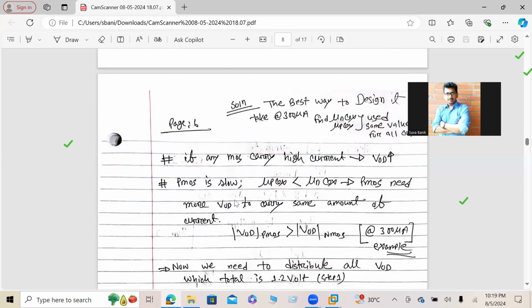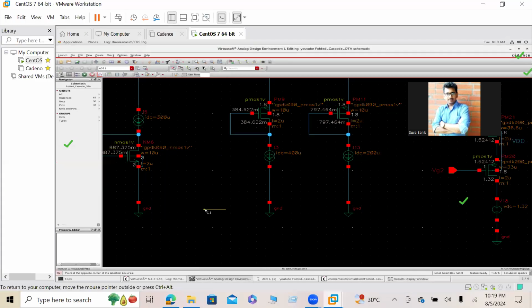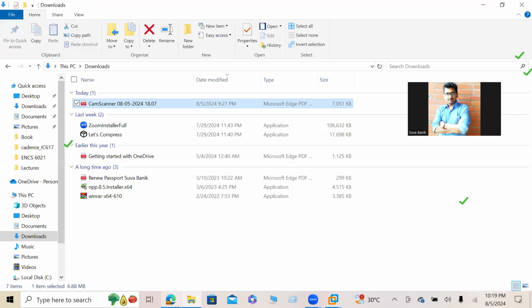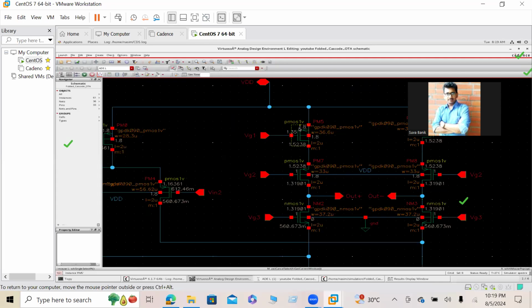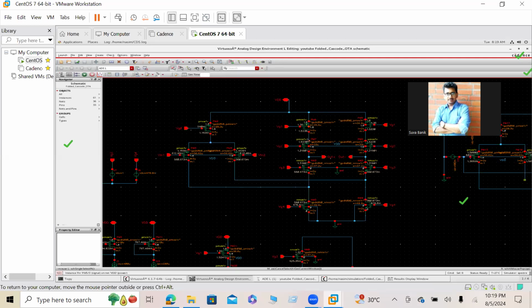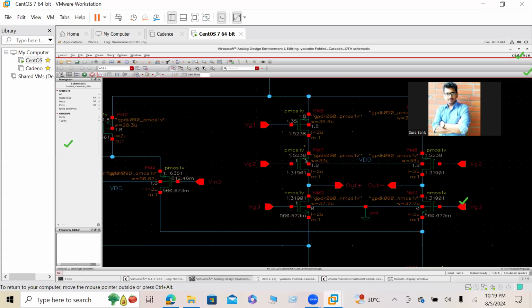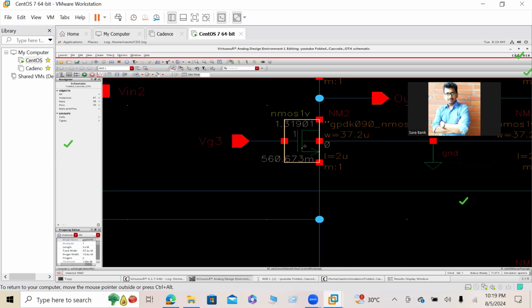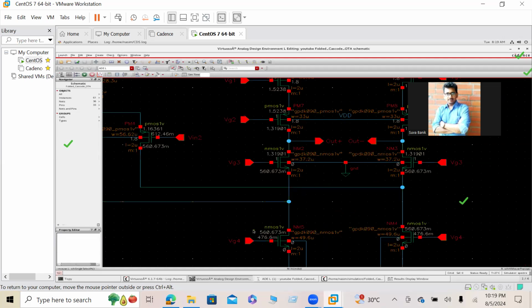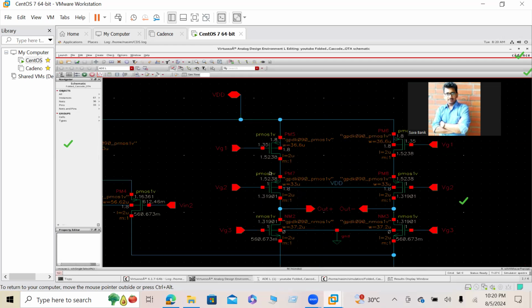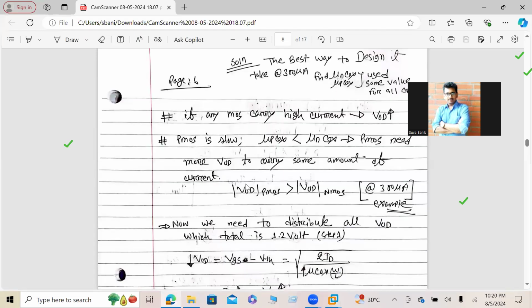One more point we need to understand here. The point is that we see mu p is smaller than mu n. Let's say this is my actual circuit. This branch is carrying, for example, 100 microampere current, so this PMOS is also carrying 100 microampere current, and this NMOS is also carrying 100 microampere current. But as mu p is smaller than mu n, we need higher overdrive voltage for PMOS compared to NMOS. Is it clear? I also wrote it here, so you can see it from here.